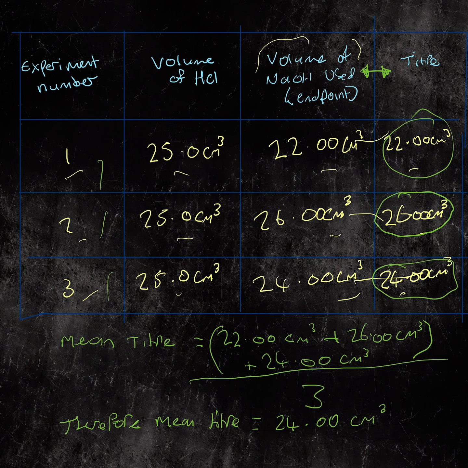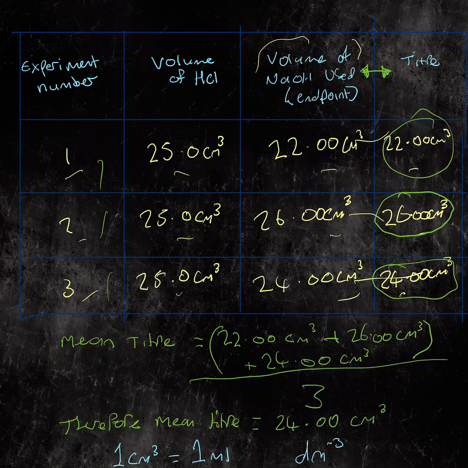Now, you have to know here that cm cubed is the same as a milliliter. Okay, so 1 cm cubed equals 1 milliliter. The reason we are using cm cubed is because concentration, which we're going to work out, is measured in dm cubed. Okay, so it just makes it easier at the end, otherwise you have to do some calculations.